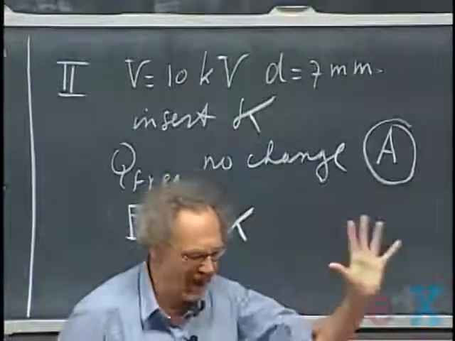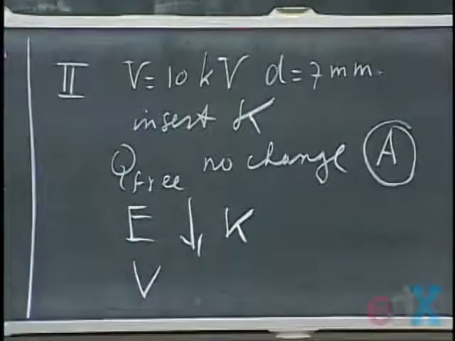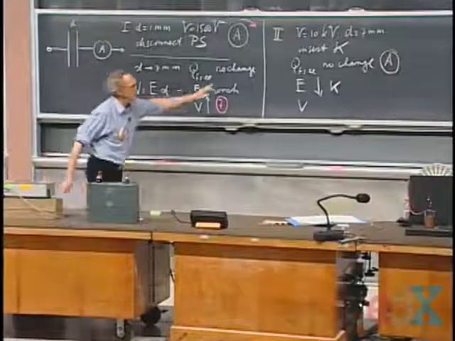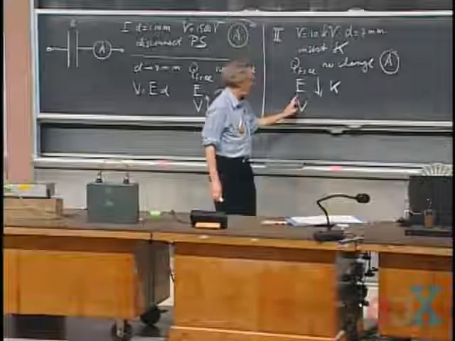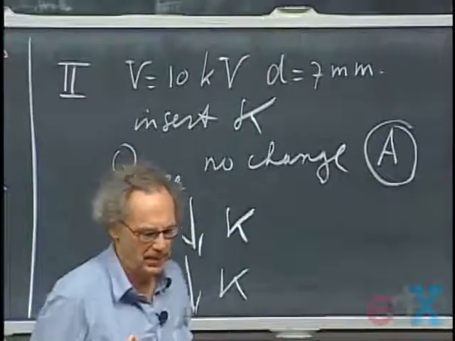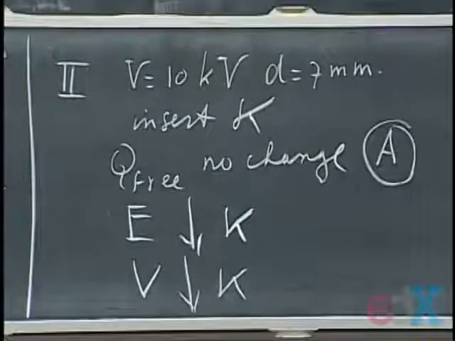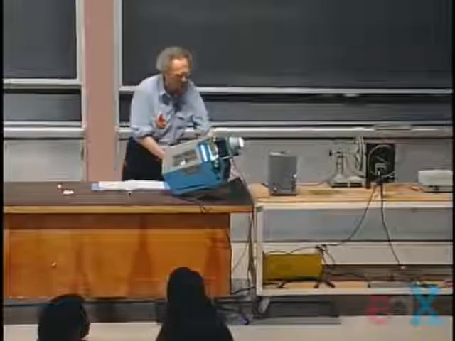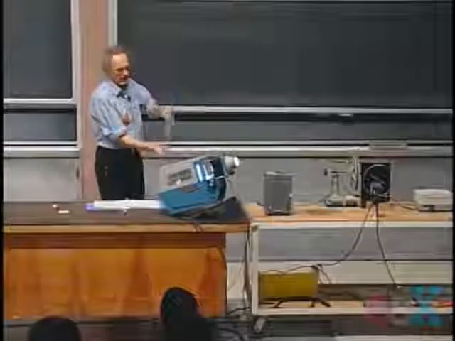That's going to be a factor of 5. And since the potential equals electric field times d, but I keep d at 7 millimeters, I'm not going to change it. If E goes down by a factor kappa, then clearly the potential will also go down by a factor kappa. So now you're going to see the second part, and that is I'm going to plunge in this glass, the 7 millimeters thick, I put it in there.